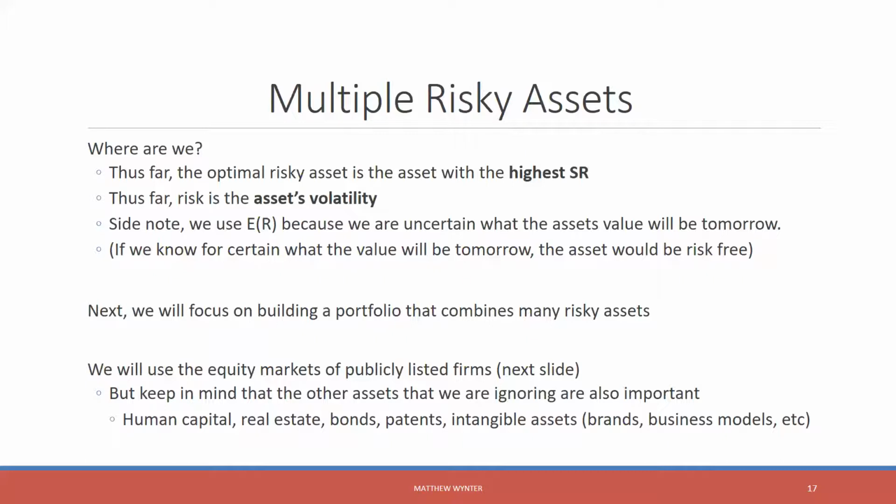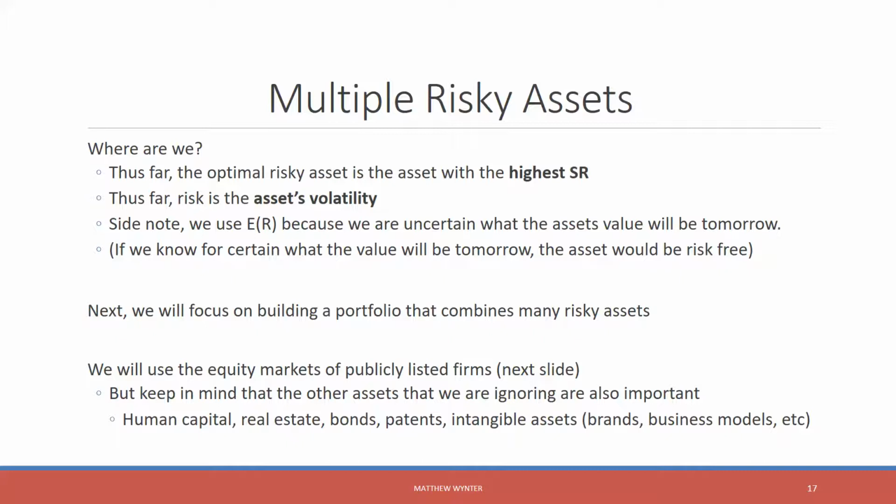Okay, next, we're going to focus on building a portfolio that combines many risky assets. We're going to use equity markets of publicly listed firms, but keep in mind that the other assets that we're ignoring are also important. So human capital, real estate, bonds, patents, intangible assets like brands, business models, etc. Those are all very important assets.